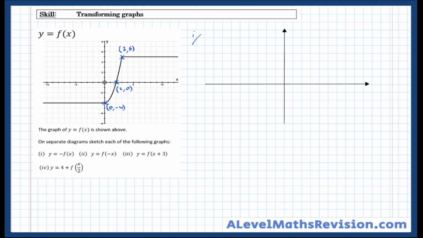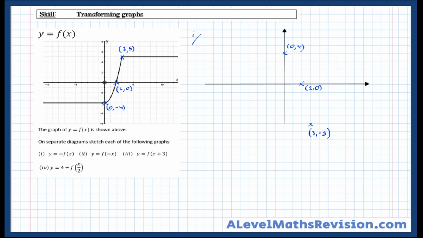So when we reflect these through the x-axis, that's the equivalent of timesing all of the y-coordinates by minus 1. So 3, 5 becomes 3, minus 5. 2, 0: well, if we times that y-coordinate by minus 1, it just stays as it is at 2, 0. And then we've got 0, minus 4. If we multiply the y-coordinate by minus 1, we get 0, 4. Like that. So now, let's try and draw it.